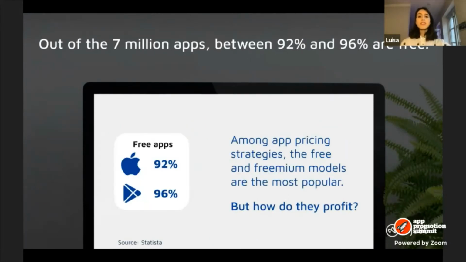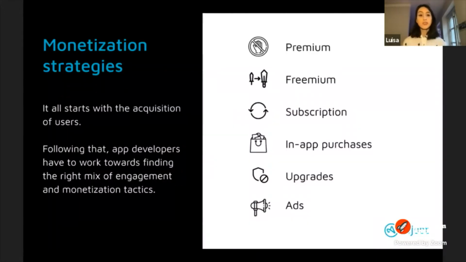And when we take a deeper look into those apps, we see that the majority of them are free or freemium. So 92% of them in the Apple Store are free, and 96% in the Play Store are as well. So the question that I'm asking myself, and you are probably too, although you already know that there are some different monetization strategies, is how do they make money? And there are several ways to do that.